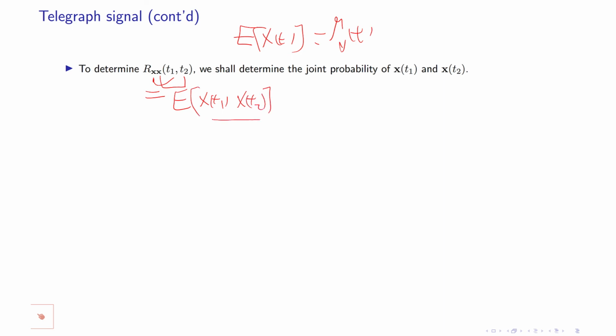So these two random variables are binary. So they take values of plus minus 1. So this is equal to the value that this guy can take times the value that this guy can take. So it's going to be 1 times the probability that x of t1 is equal to 1, and the probability that x of t2 is equal to 1, and then plus all other 3 alternatives, because we have 4 cases.